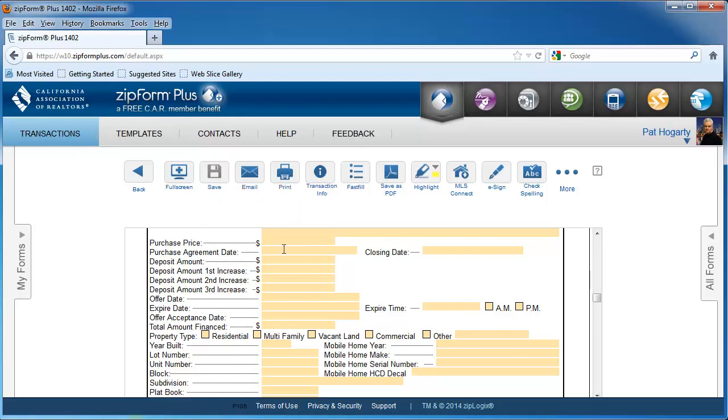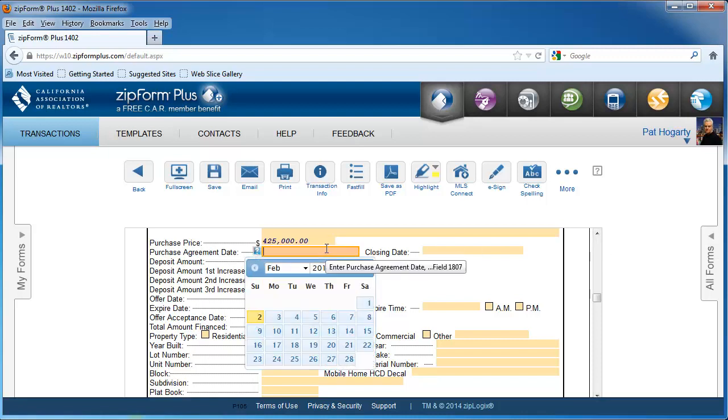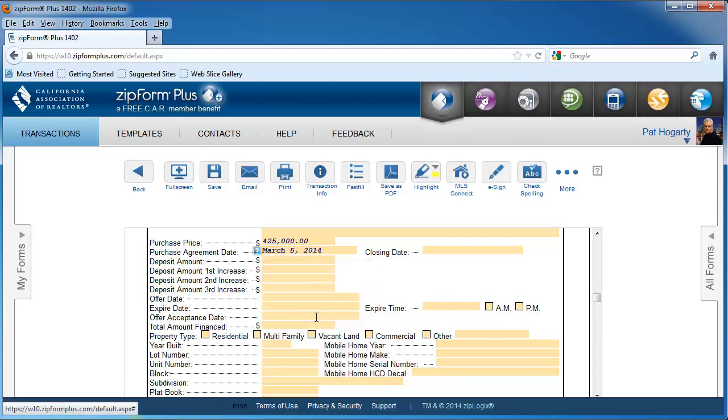So in this case, we'll just say that the buyer is willing to make an initial offer of $425,000. Next thing is that we're going to have a date that the purchase agreement is going to be signed. They listed it in February. We're going to say that they're going to start making an offer on this about a month later, on March 5th. The closing date.